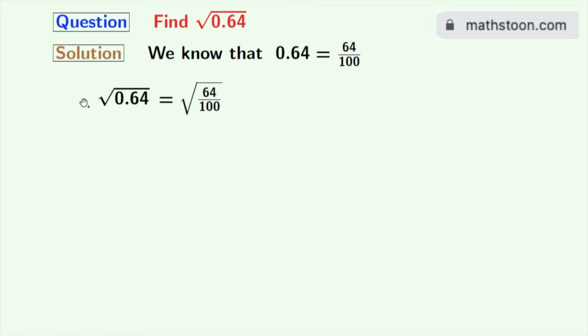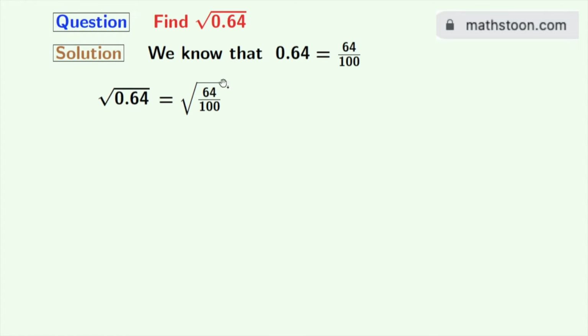Now let's start. Firstly, we will express this decimal number as a fraction. Doing so, we get 0.64 is equal to 64 by 100. Now we will take square root on both sides and hence we get square root of 0.64 is equal to square root of 64 by 100.